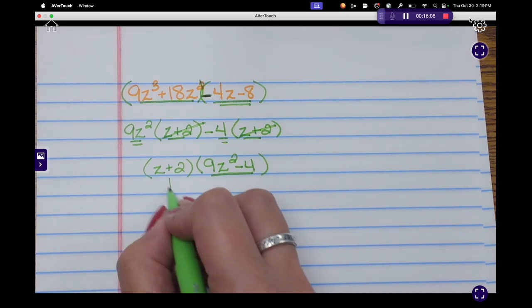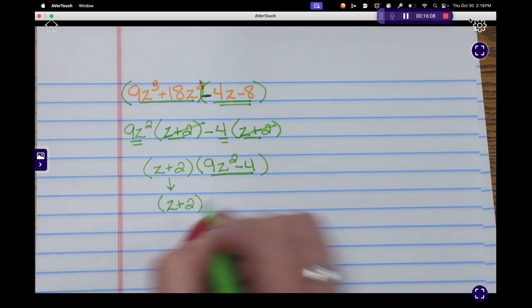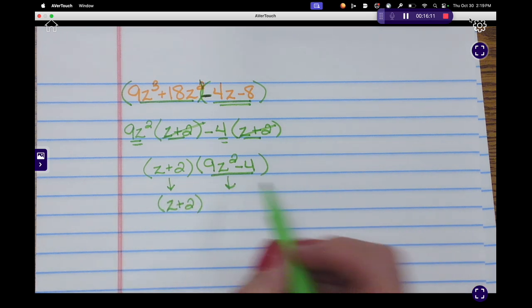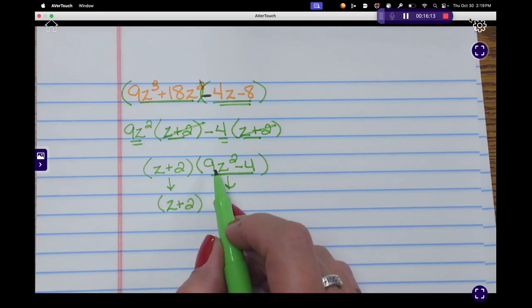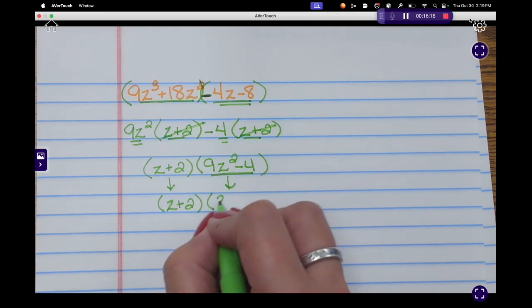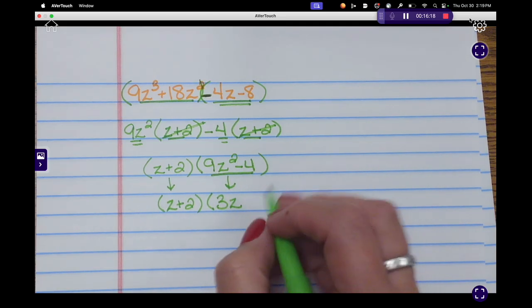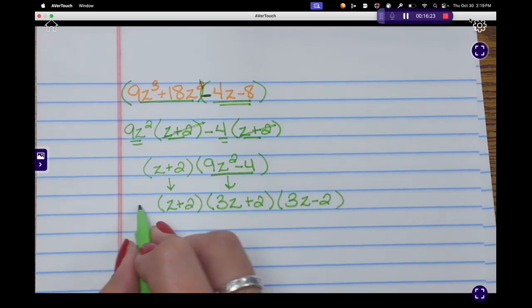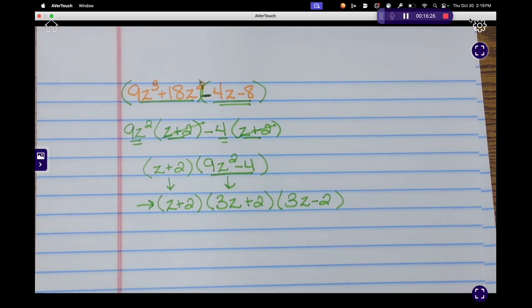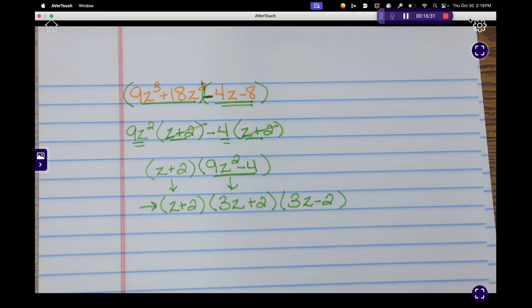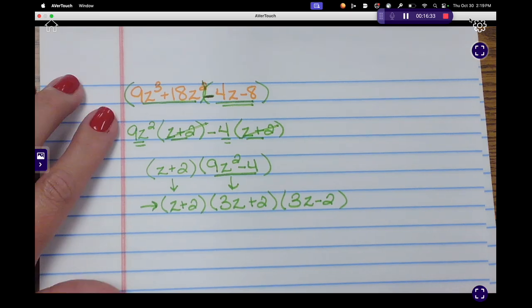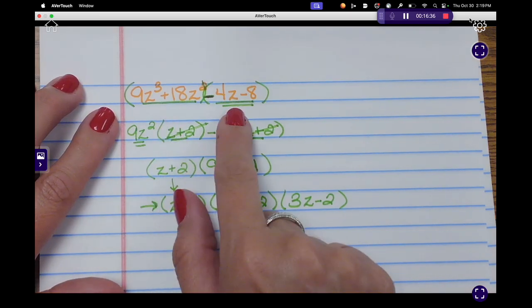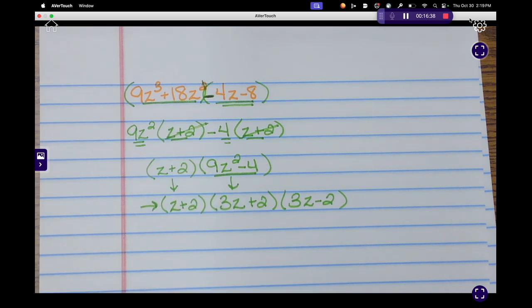So the z plus 2 stays. And then this one, I need to break down and factor it again. So these are both perfect square roots. So right here, the square root of 9 is going to give me the 3, and the square root of 4 is 2. So I'm going to have 3z plus 2 and 3z minus 2. And that would be the complete factored form. All right, so looking at this, again, multiple ways to factor these polynomials. You just have to look at what you're given. So if you're given 4 terms, you need to do the grouping, and then you could also have that difference of cubes or the sum of cubes.